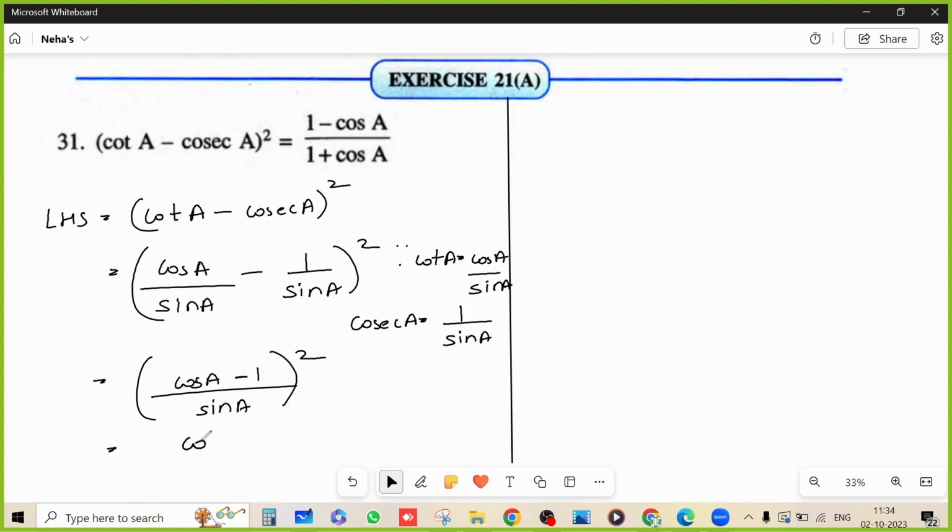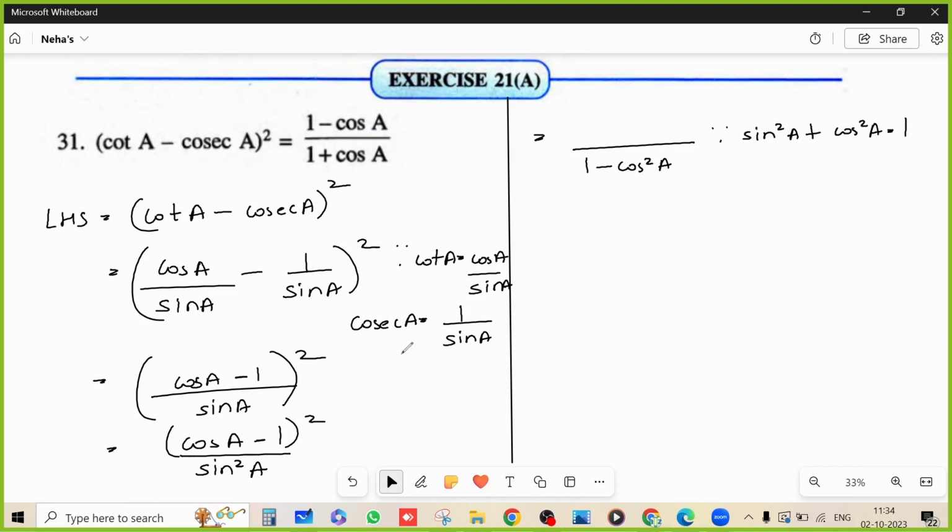Now we can write the numerator as (cos A minus 1) whole square, and the denominator will become sin square A. Now we know that sin square A is equal to 1 minus cos square A by the trigonometric identity that sin square A plus cos square A is equal to 1. Now we will take out minus sign common from the denominator, and it will be of the form A square minus B square.